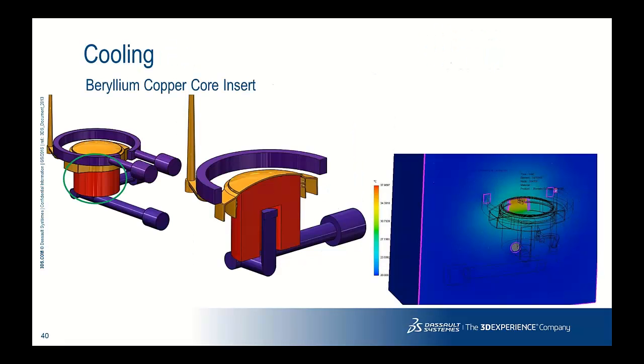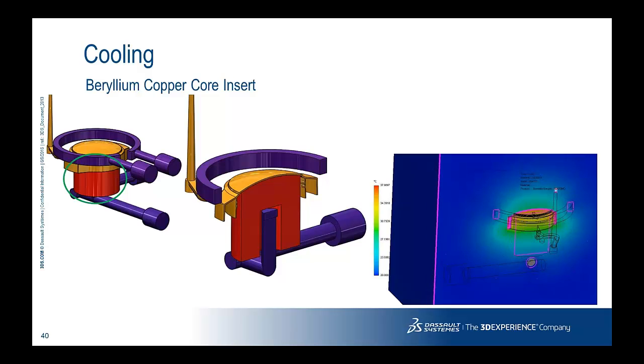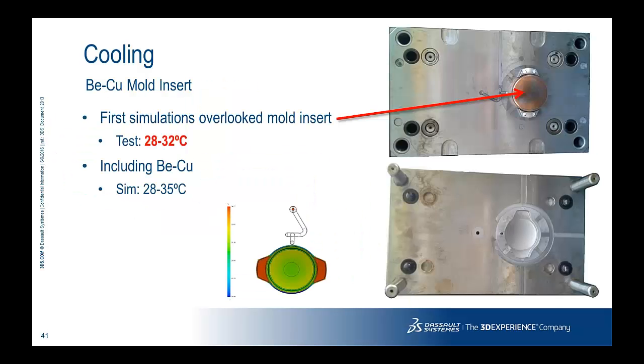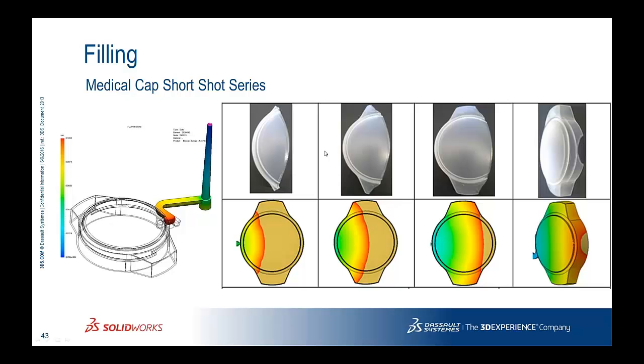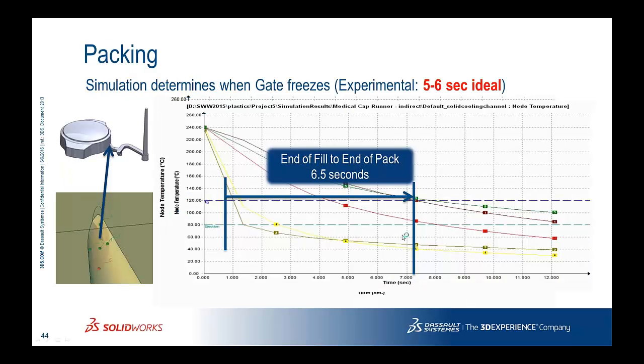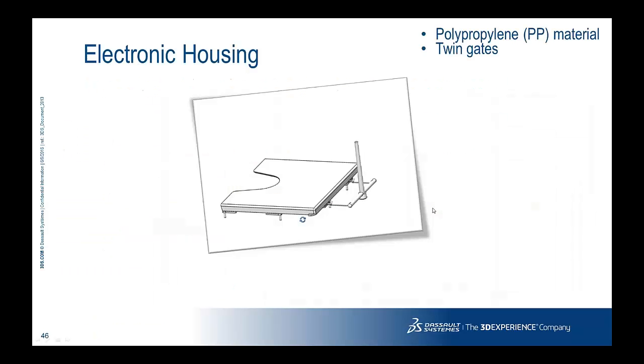This is a medical cap. I will go very fast forward here because we are short on time, I'm sorry. Again here there are some sensors very similar to the simulation. So the tests are here and the simulation. Again the shot series, so you can see the final results on the actual part and the simulation. And the packing, of course. In the experimental phase it's pointing to 5-6 seconds of ideal packing, and the simulation is very similar.